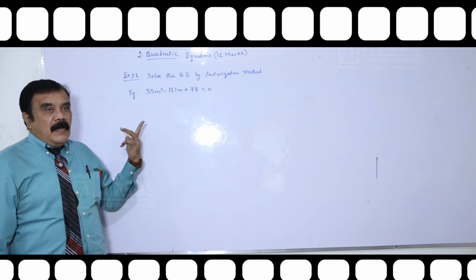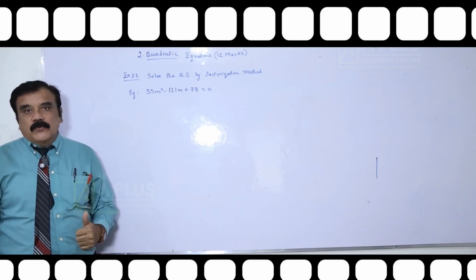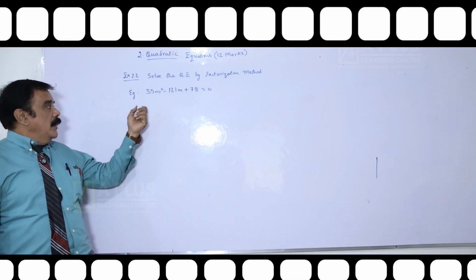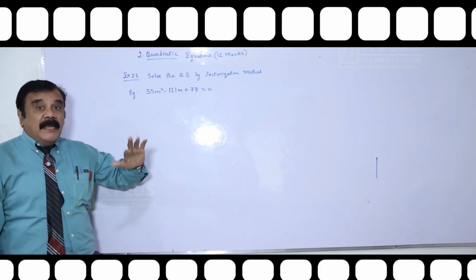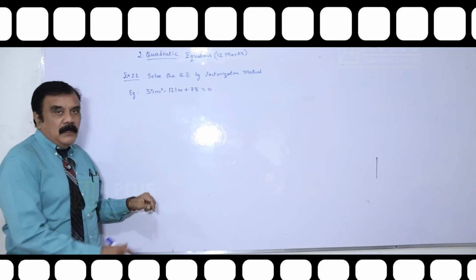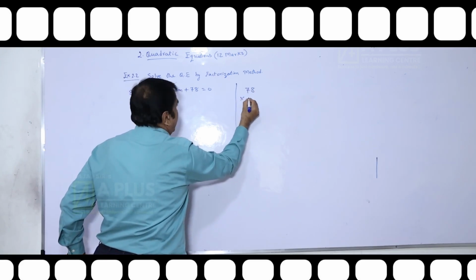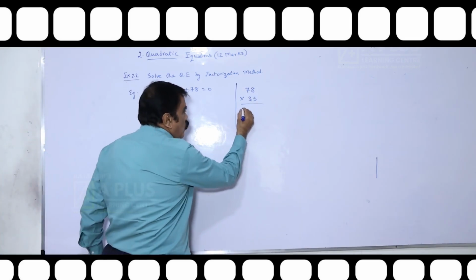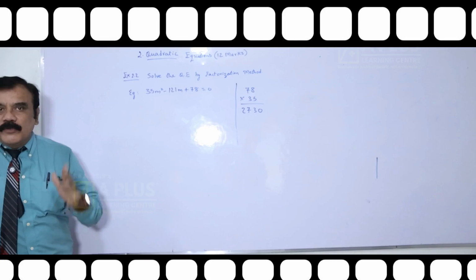Okay, students, we'll start with exercise 2.2. Solve the following quadratic equation by factorization method. Now, I have just taken an example: 35m square minus 121m plus 78. This is my example. I am just telling you how to solve it. If you want to solve by factorization method, you usually multiply 78 into 35. If you multiply this, what will you get? 2730.